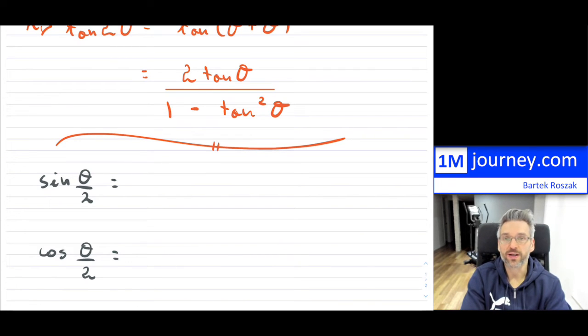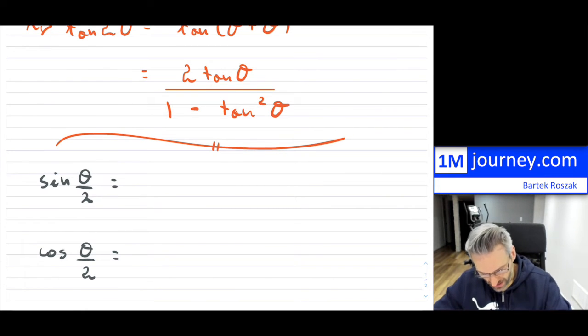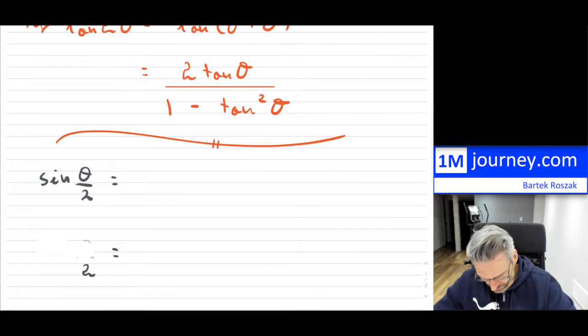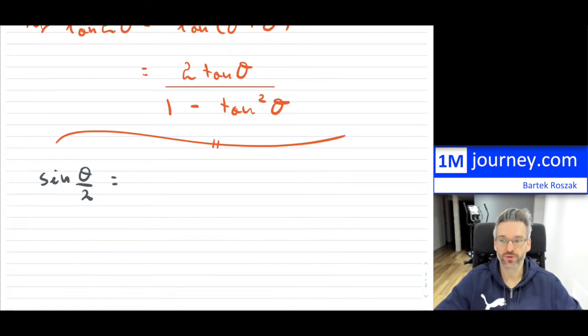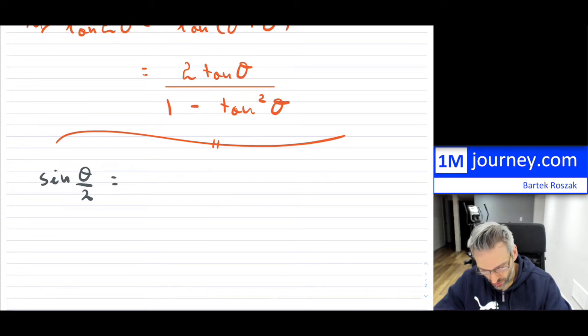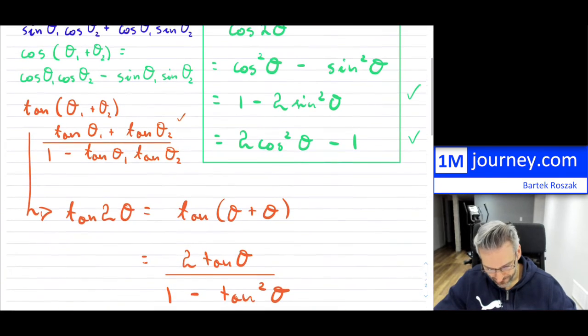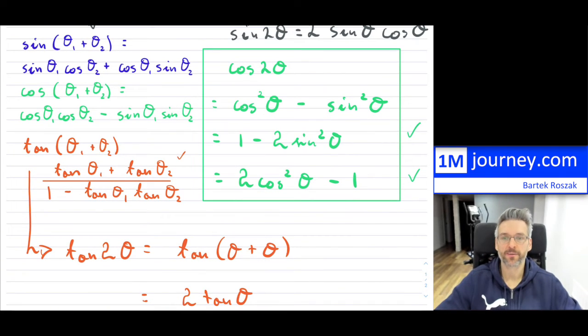Now, I'll do one of these, and then the other one you can do by exactly the same trick. So for instance, let's say I wanted to find the first one, which is sine theta over 2. And I'm going to find the formula for this by utilizing, right here in green, the cos 2 theta. Now you might say, why are you using cos 2 theta when you're trying to find sine theta over 2? And that's the trick in showing these.